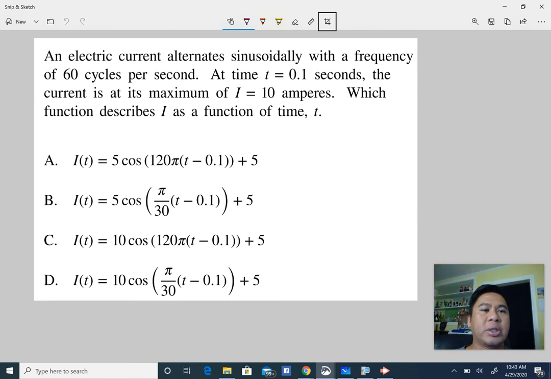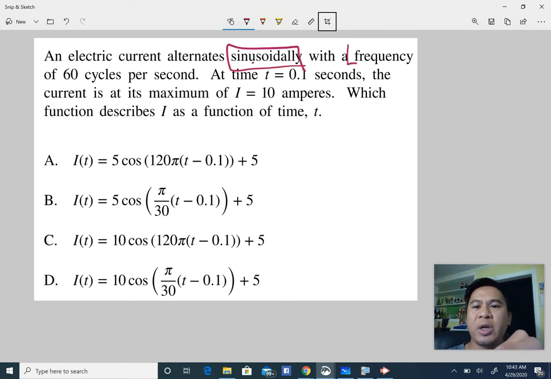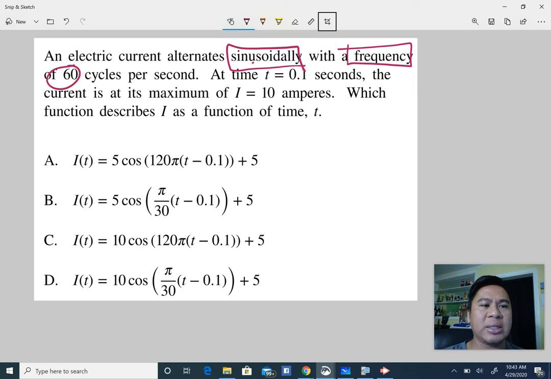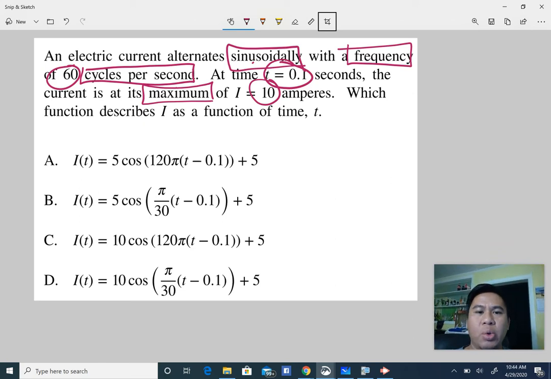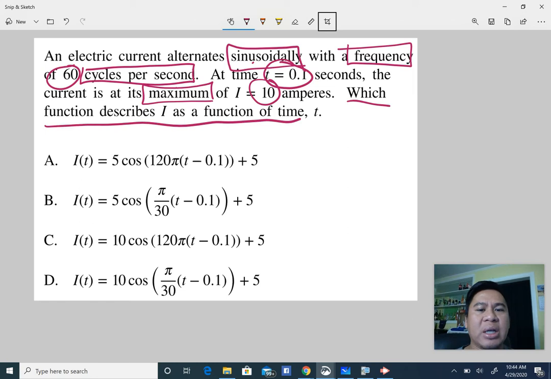So an electric current alternates sinusoidally with a frequency of 60 cycles per second. Cycles per second is in fact our hertz. At time t equals 0.1 seconds, the current is at its maximum of 10 amperes. Amperes is the unit of current. Which function describes I, the current, as a function of time t?